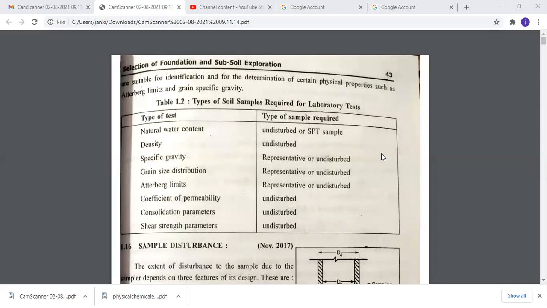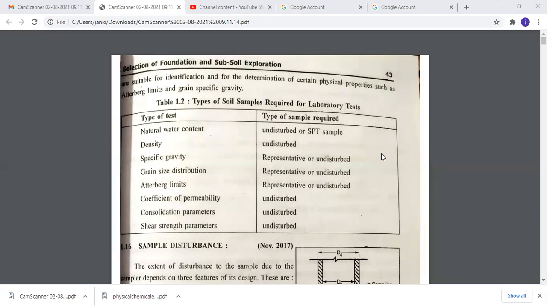So on that note, we see this table, which shows the types of soil samples required for the laboratory tests, right? Different types of tests require different types of samples. So first, for natural water content, an undisturbed or SPT sample is required, right? For the density test, the required sample is undisturbed.